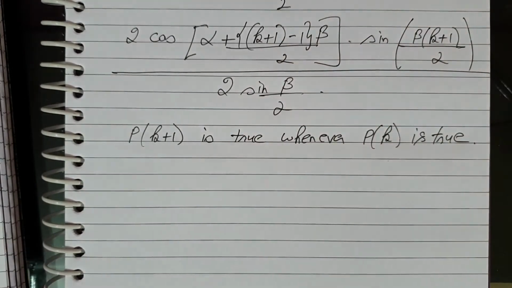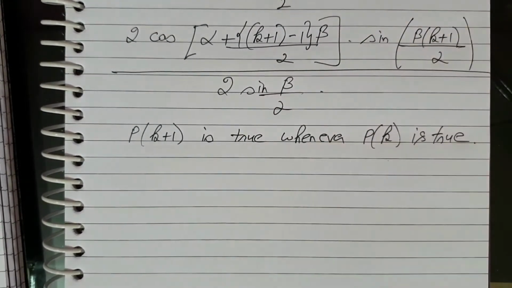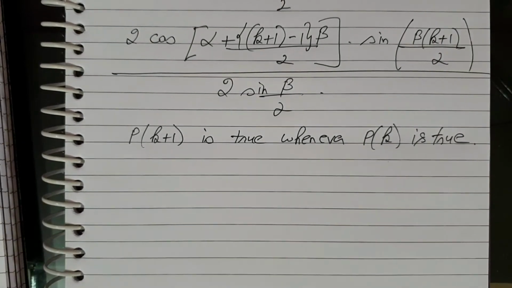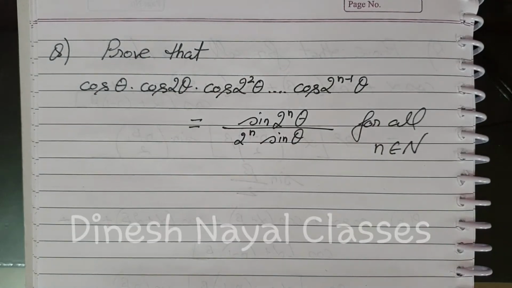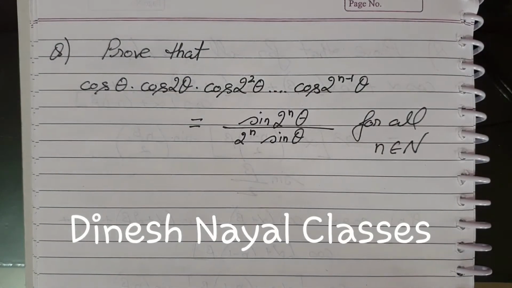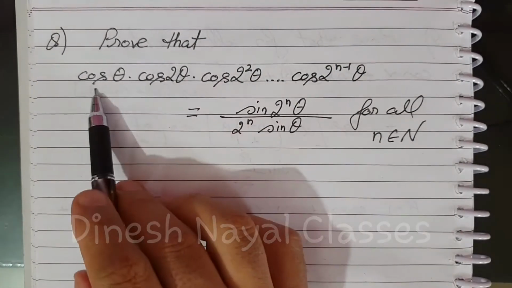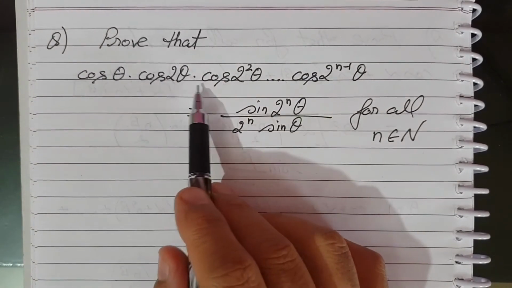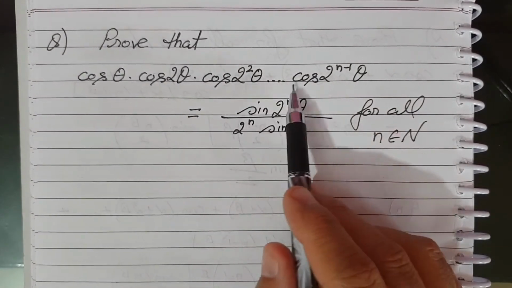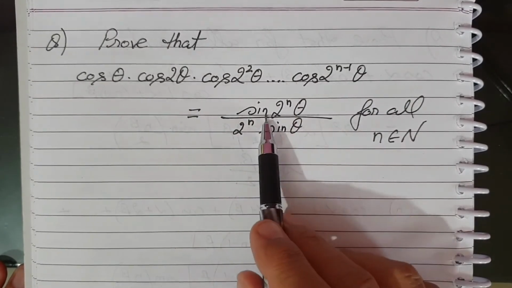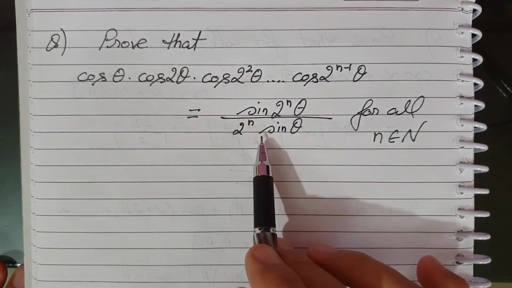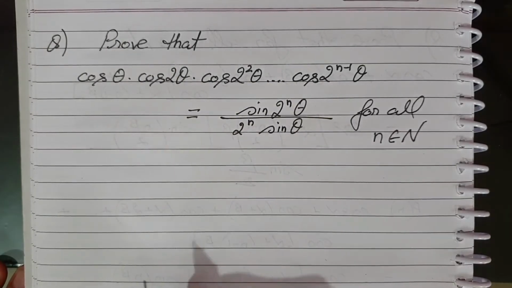So hence, from the principle of mathematical induction, the statement is true for all natural numbers n. Next typical example: prove that cos theta cos 2 theta cos square 2 theta and so on up to cos 2 to the power n minus 1 theta is equal to sin 2 to the power n theta upon 2 to the power n sin theta, for all n belonging to natural numbers.